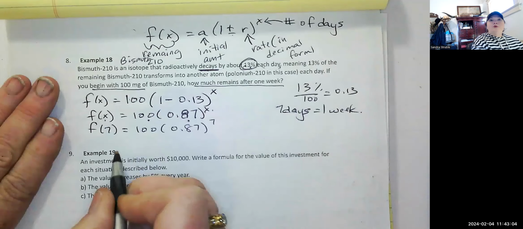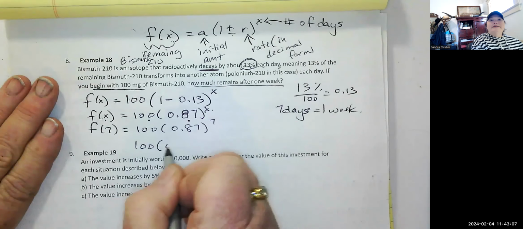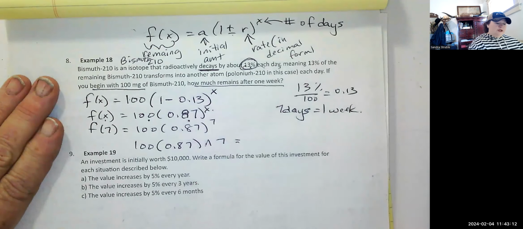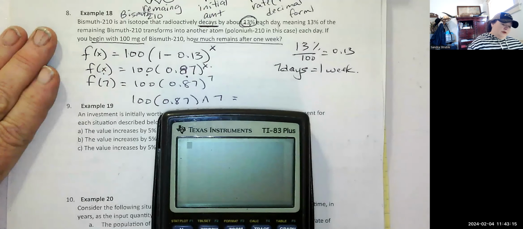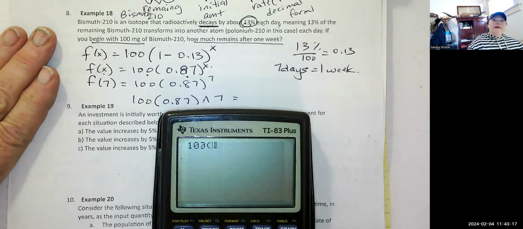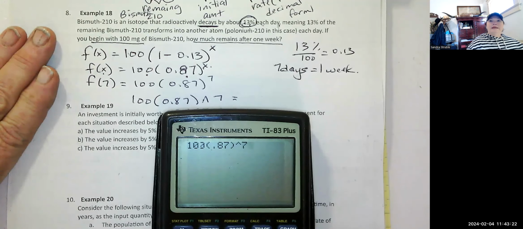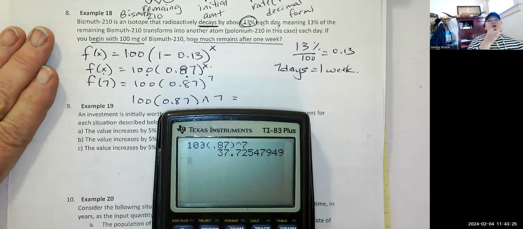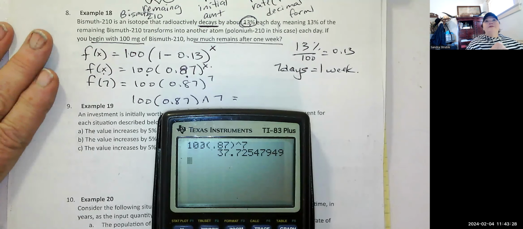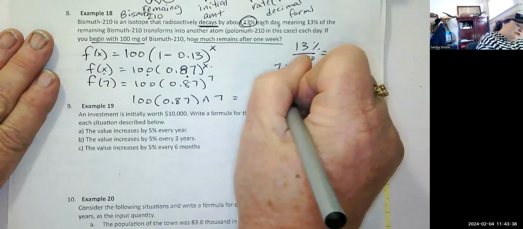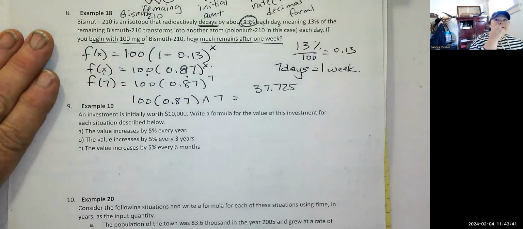Show you how to put that in your calculator. 100, open parenthesis, 0.87, close parenthesis, caret 7, and equals. Show you how that looks. 100, open parenthesis, 0.87, close parenthesis, caret 7 days, and equals. So they're starting off with 100 milligrams of the bismuth-210. They now have, after 7 days, 37.725. I'm going to write that down. 37.725. All right, now we need to write a sentence.